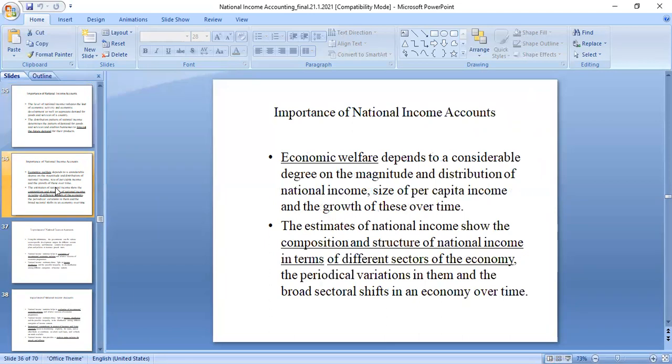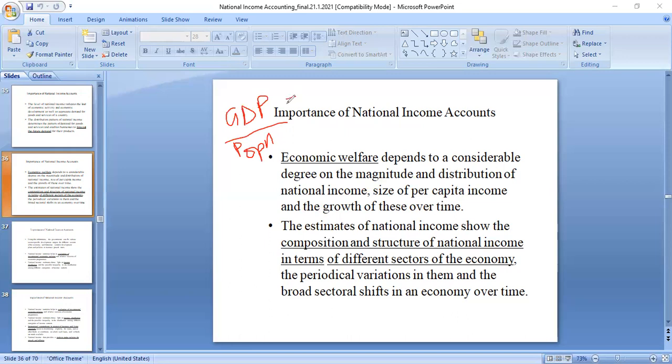So also economic welfare depends on the distribution of this national income, where we look at, for example, the size of the GDP per capita, what you call the per capita income. The per capita income would be the total GDP value divided by the population. For example, you'll get the total GDP maybe for this year, right?